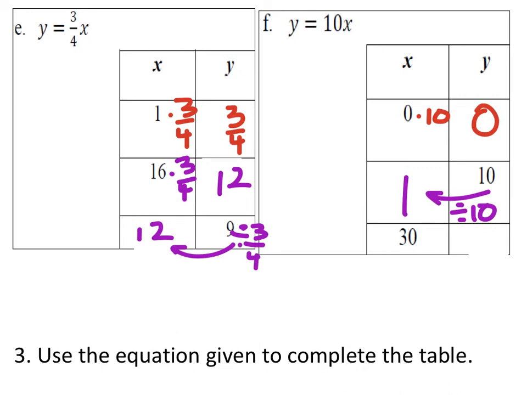Now, this next one's going to be pretty big, even though we're still multiplying by 10. It's an easy calculation, though. It's 300 on this one right there. So that completes that table also.